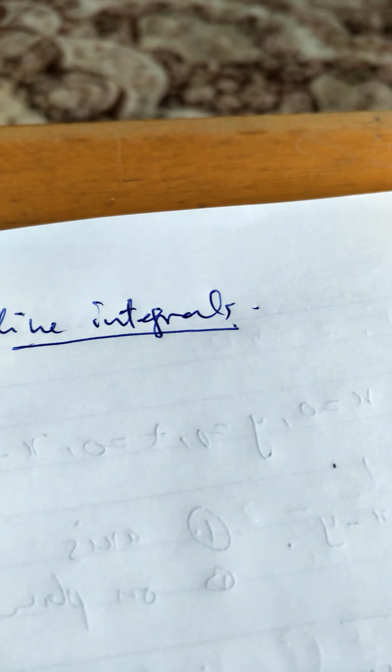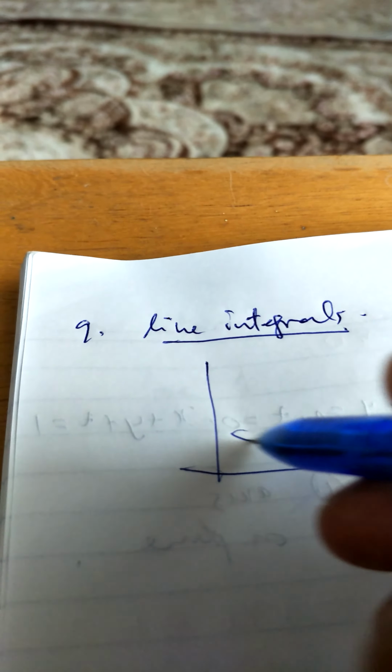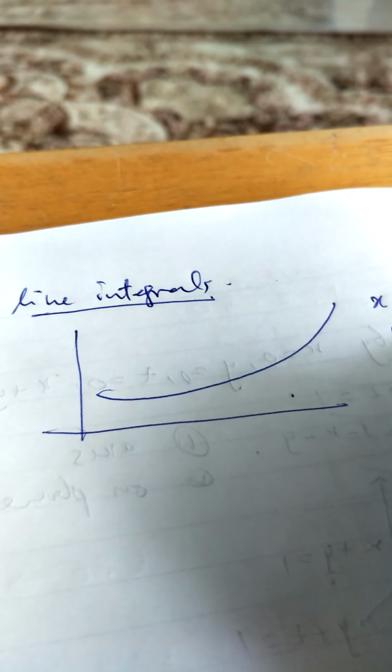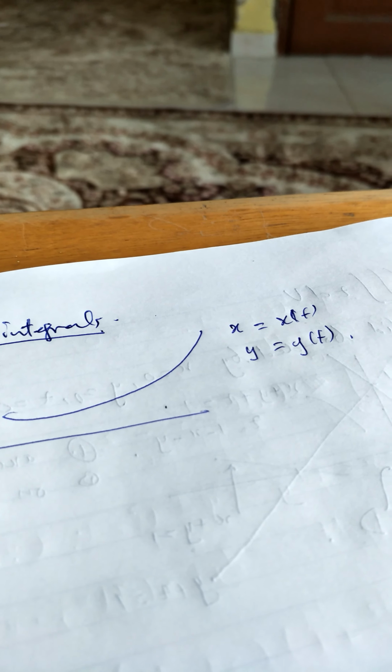In the xy plane, any curve you may express as a parametric system: x equal to x(t), y equal to y(t), where t is a parameter.